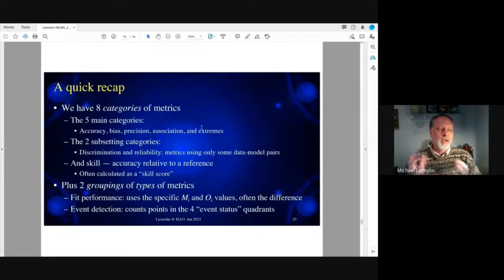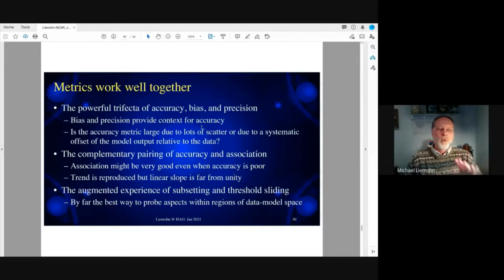So a quick recap: we have all these different categories of metrics, many different metrics within those categories. We have 2 different types, groupings of how you go about creating these. I've mentioned that I have some favorites in each of these, and I've hinted at how to combine these, but really let's go about combining them. They actually work really well together.